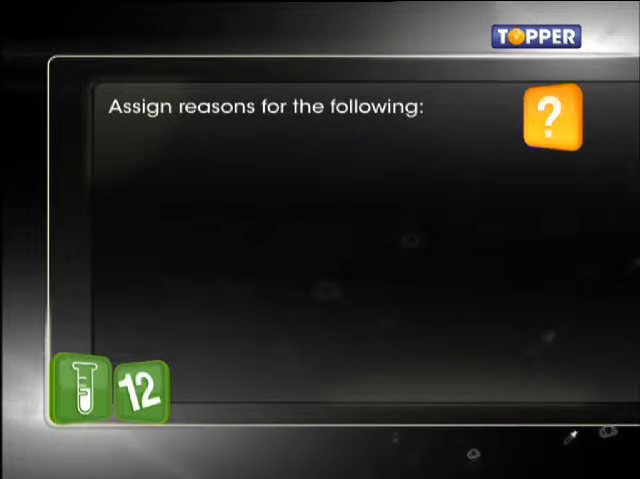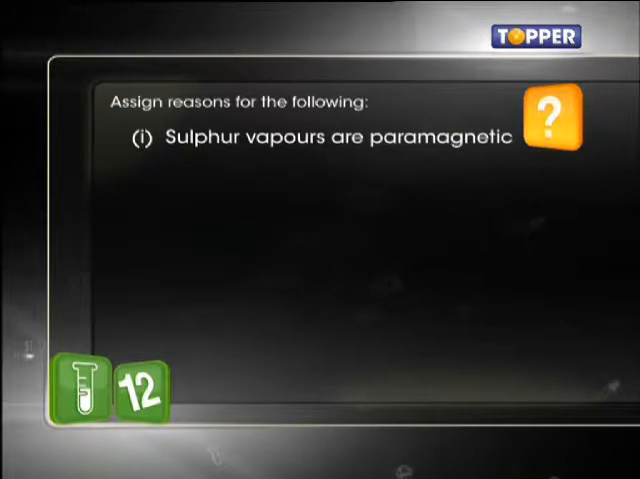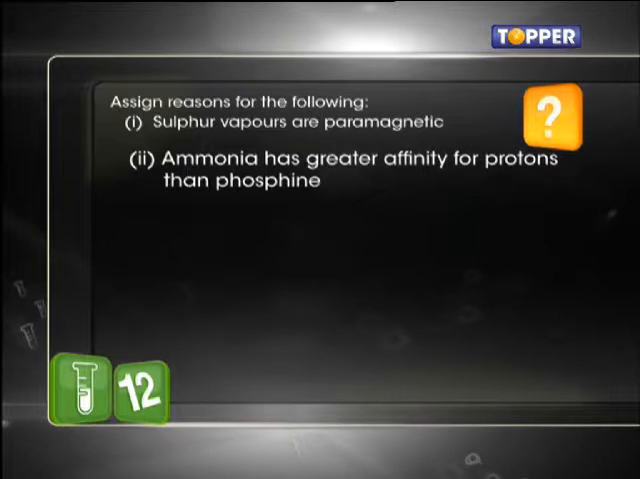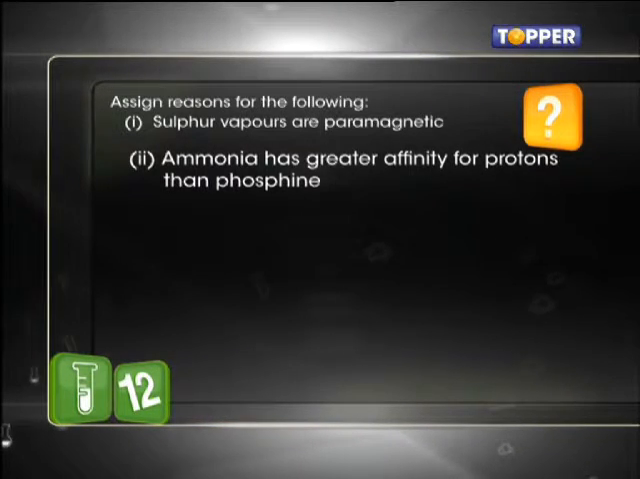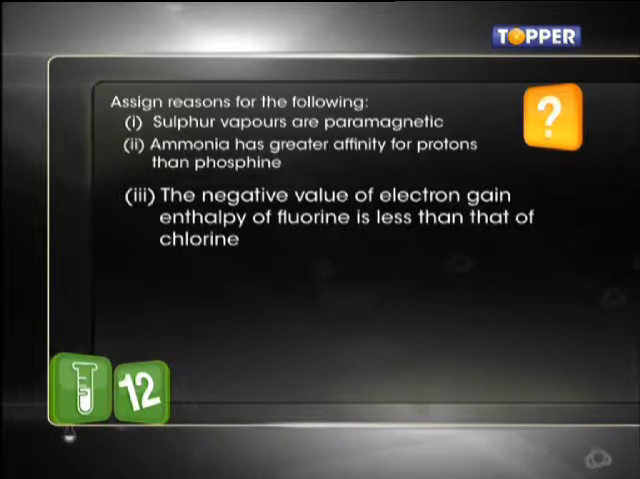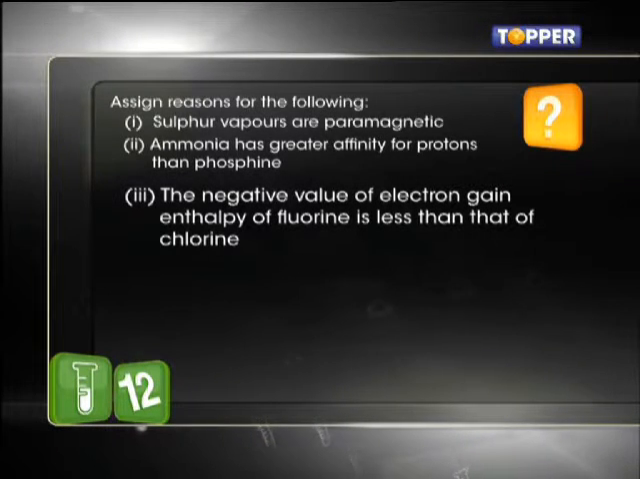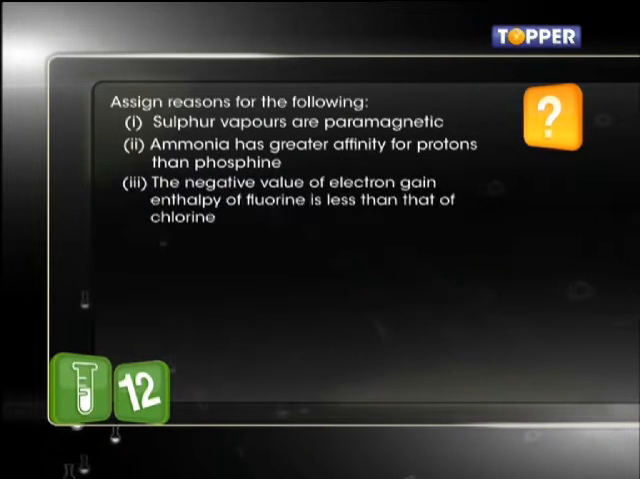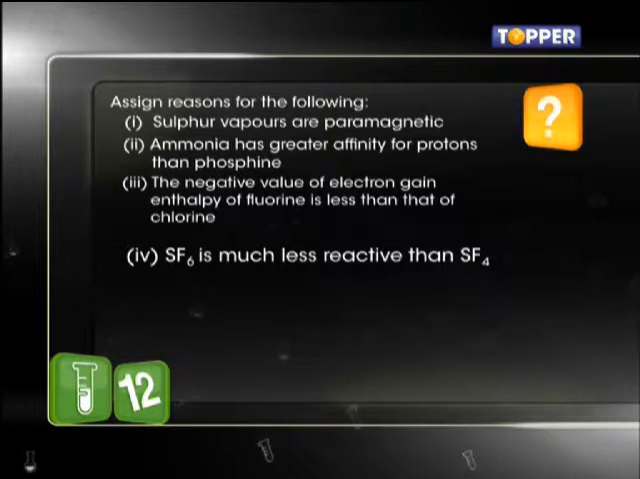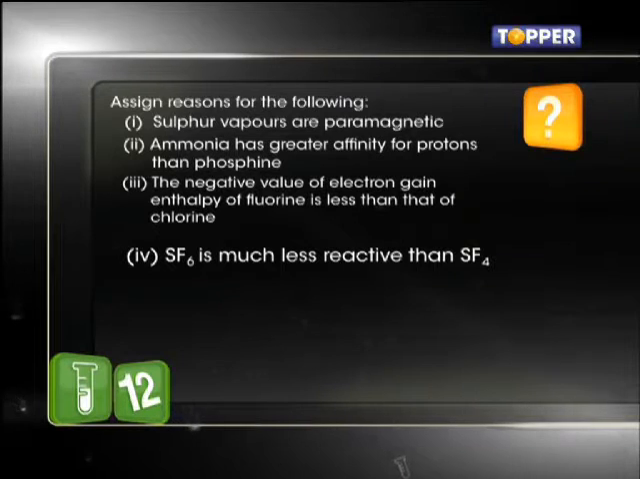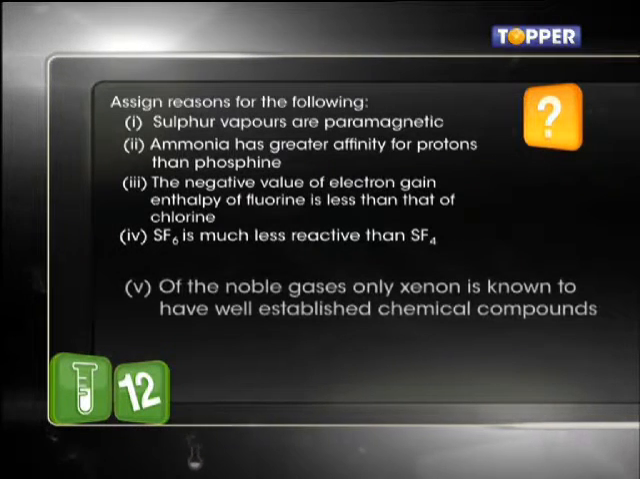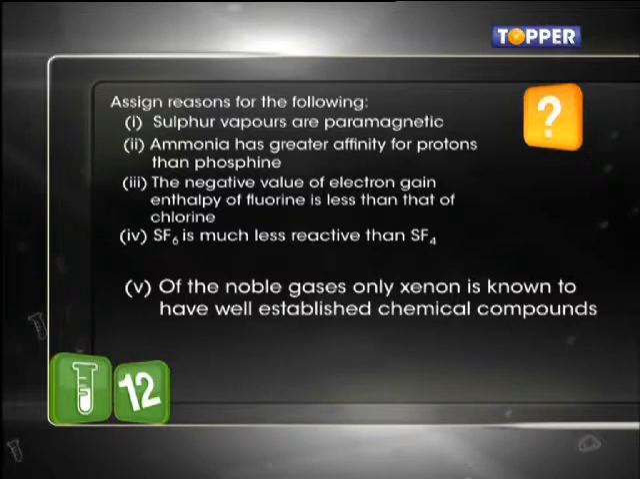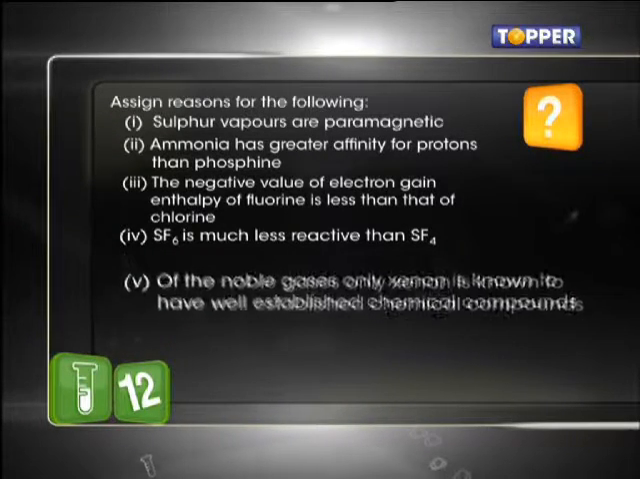Here you have to explain why: 1. Sulfur vapors are paramagnetic. 2. Ammonia has greater affinity for protons than phosphine. 3. The negative value of electron gain enthalpy of fluorine is less than that of chlorine. 4. SF6 is much less reactive than SF4. And 5. Of the noble gases, only xenon is known to have well-established chemical compounds.